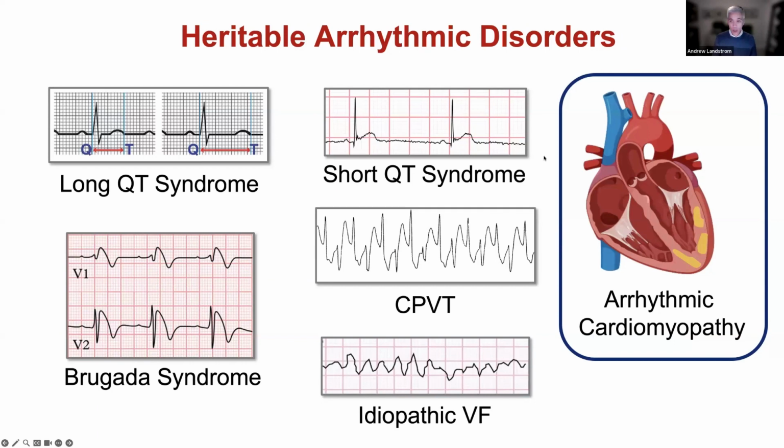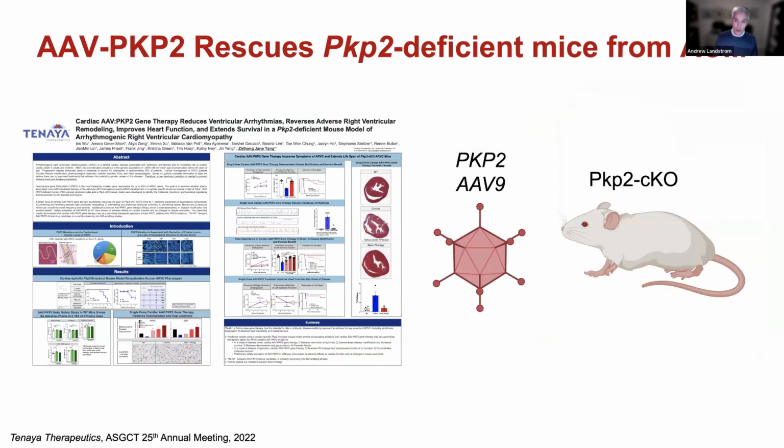And then finally, arrhythmic cardiomyopathy, which is defined as fibrofatty replacement of the normal heart muscle that can cause arrhythmias and sometimes heart failure. What about this? Well, the biggest gene that's mutated in arrhythmic cardiomyopathy is a gene called PKP2, which makes a protein called plakophilin 2. And these are classic loss of function mutations.